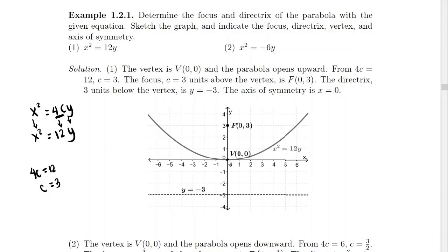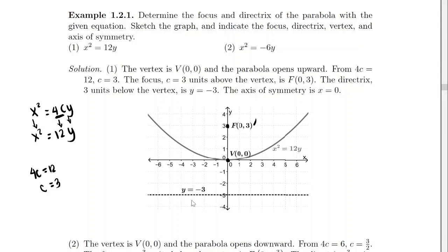So let's start by making a Cartesian plane, x and y, and plot the vertex. Since we have a parabola that opens upward, and c is equal to 3, you have 3 units up, above the vertex, so 1, 2, 3. So here is the focus of the parabola, and that is at the point (0, 3).